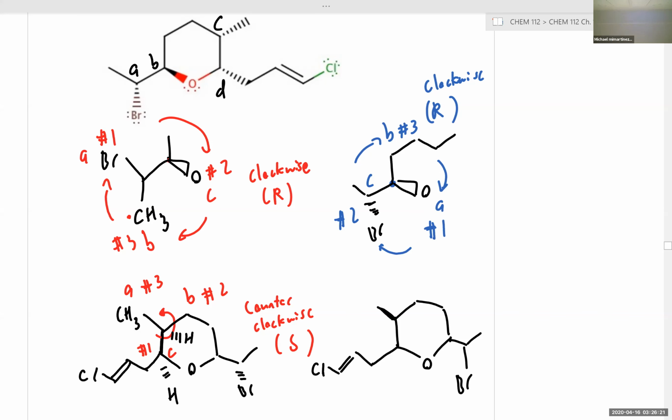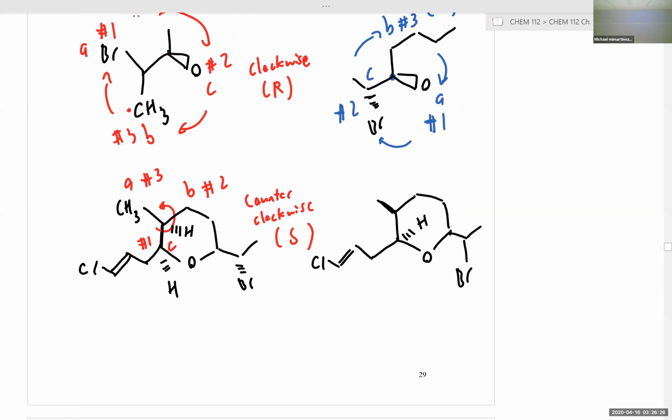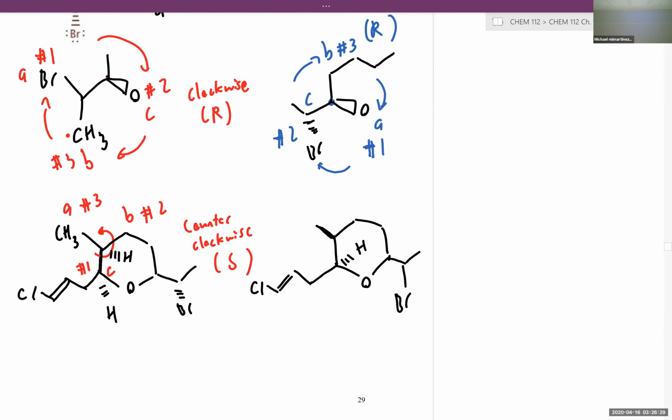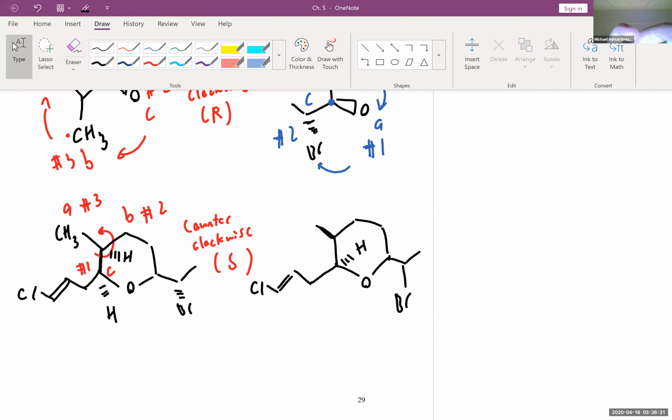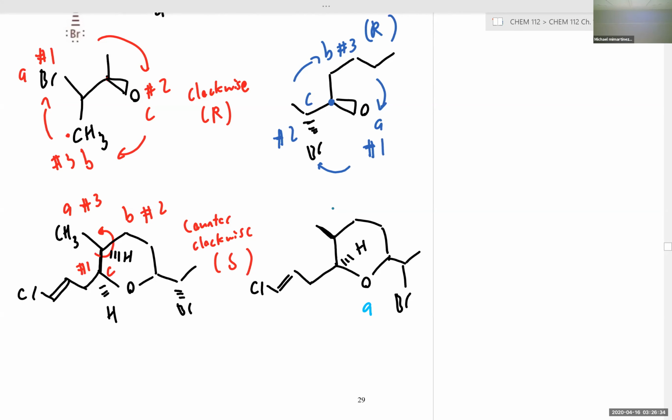Okay, so we have our center D, and now this is another case where we're going to have to be very careful with our priority assignment. So if we compare A, B, and C, which group gets the highest priority? A, yep, A gets number 1. We count 1 carbon out. Which group gets the next highest priority? And don't get too distracted here.